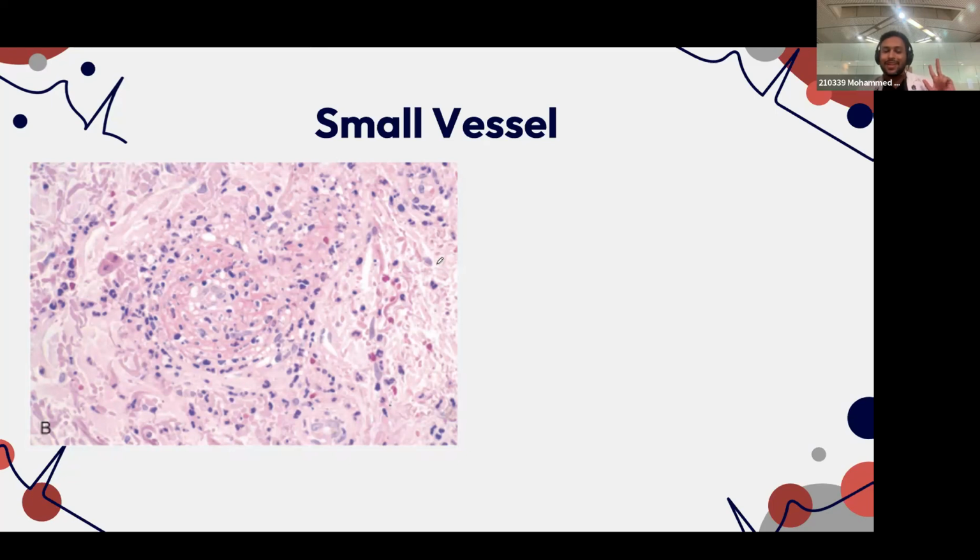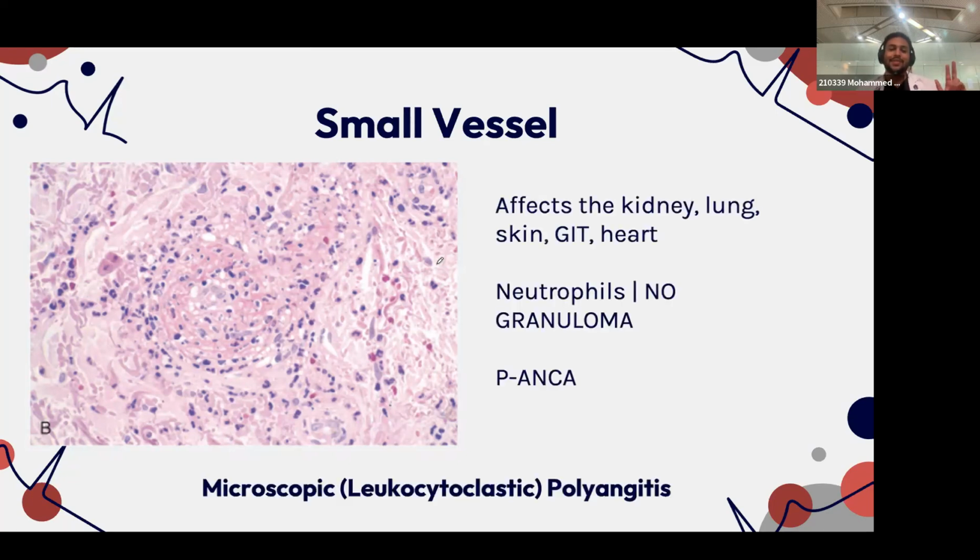No. The most important differentiating point between this and the other two is, firstly, it can affect the kidney and lung, skin, GI, heart. The most important thing to remember is to differentiate this from the other one, which is granulomatosis with polyangiitis, okay? To differentiate these two. The other one, granulomatosis, will affect the kidneys, the lungs, and the upper respiratory tract, such as the nasopharynx. If you see nasopharynx, think of that immediately, okay?